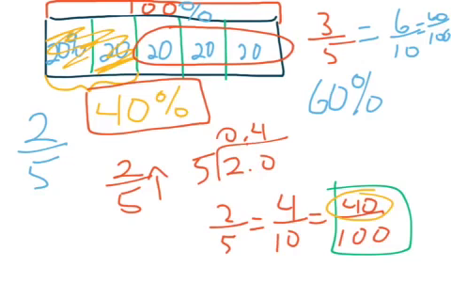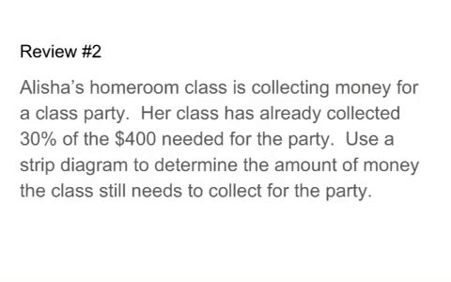Let's take a look at another review problem. This one says that Alicia's homeroom class is collecting money for a class party. Her class has already collected 30% of the $400 needed for the party. Use a strip diagram to determine the amount of money the class still needs to collect for the party.